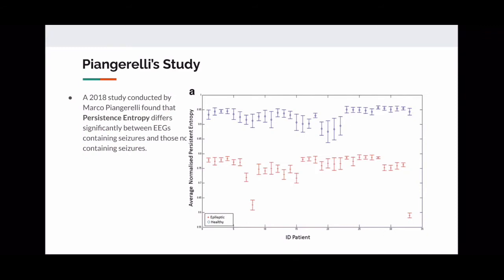The study that we looked at was done by Piangerelli, and in 2018, he found that persistent entropy differs significantly between EEGs containing seizures and those not containing seizures. If you look at the graph here, it shows the persistent entropy on the y-axis. You can see a clear separation of the blue being the normal patients and the red being the abnormal patients. If the persistent entropy came out to be above 0.827, it was found that the patient was normal. If the persistent entropy was below 0.827, it was found that the patient was abnormal. Well, at least that's what happened in his study of pediatric patients.